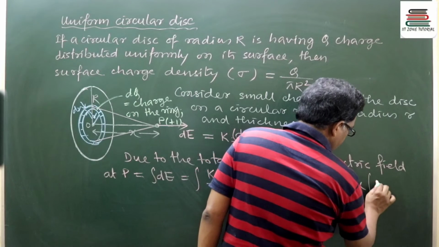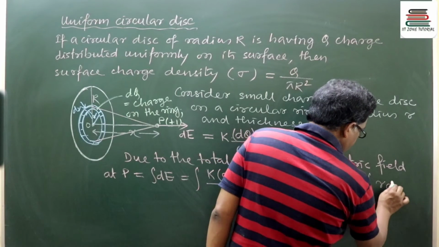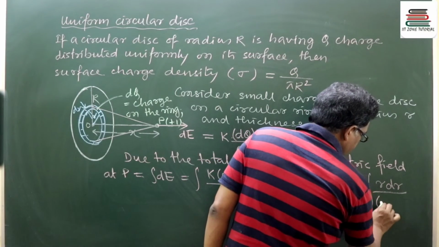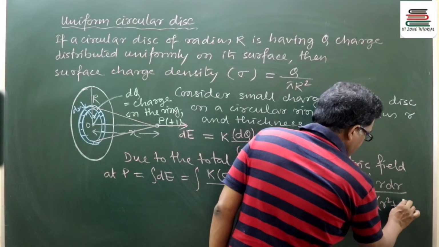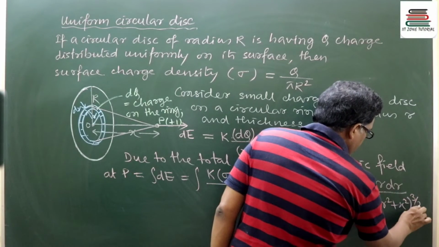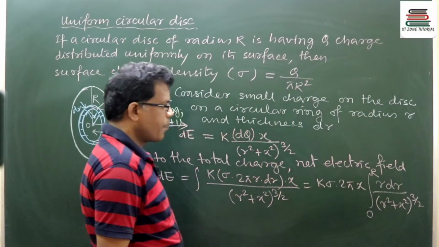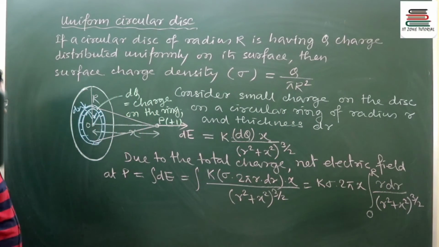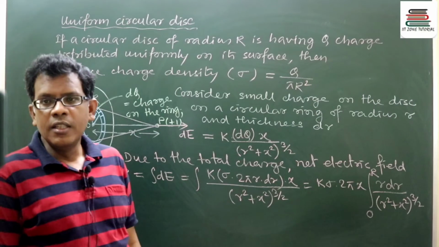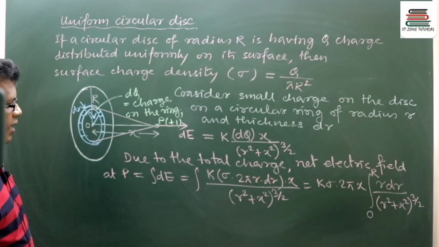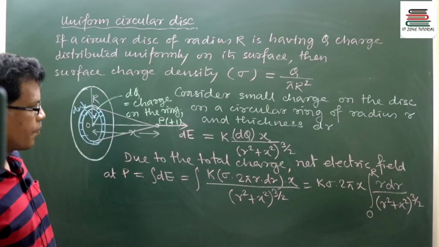And the integration will be r dr divided by r square plus x square power 3 by 2. Here small r will vary from 0 to capital R. Are you getting this? Small r will be varying as 0 to capital R.